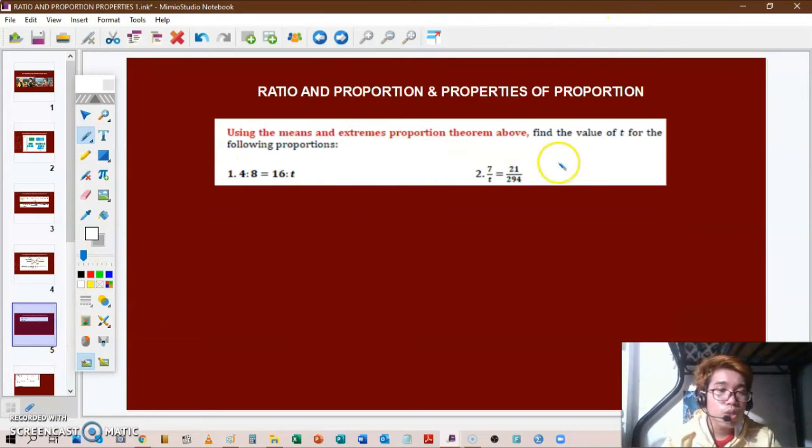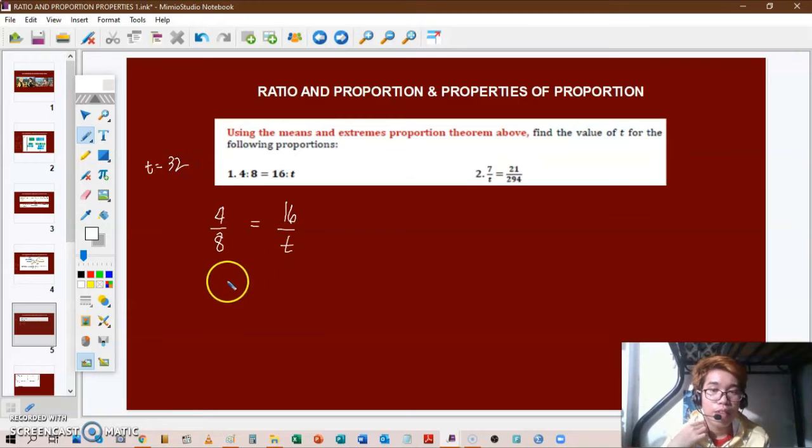So let's try to solve for some variables in some problems. Let's say we have a proportion 4:8 is equal to 16:T. We can transform that into a fraction: 4/8 is equal to 16/T. From this, you can already deduce the value of T ahead of time by multiplying the denominator by 4. So you're going to get T is equal to 32. Is that right? But let's try it too. Let's keep in mind that T is equal to 32, and let's try to solve it using cross multiplication.